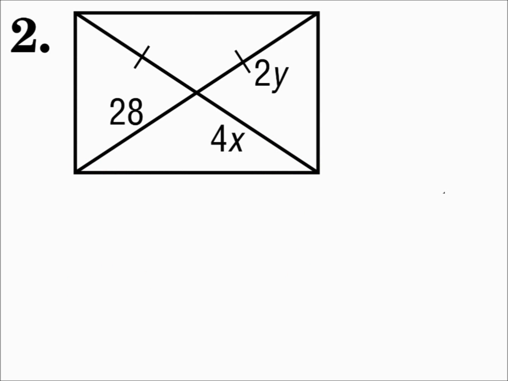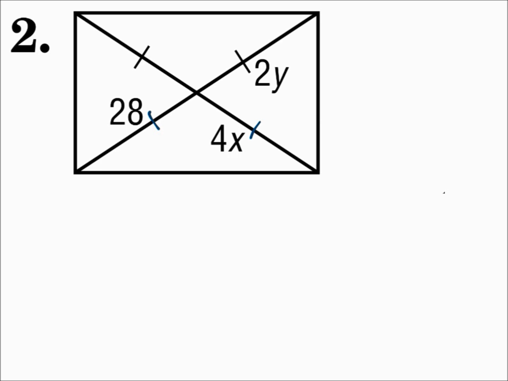Here's a parallelogram with diagonals drawn. I know that the diagonals bisect each other, so the 2y and the 28 are the same, and the 4x and the missing segment measure are the same. And since we have two of the halves marked congruent, I know that their other halves also have to be congruent. The 2y matches the 28, so it gets a single hash mark. And the missing one and the 4x also get a single hash mark.